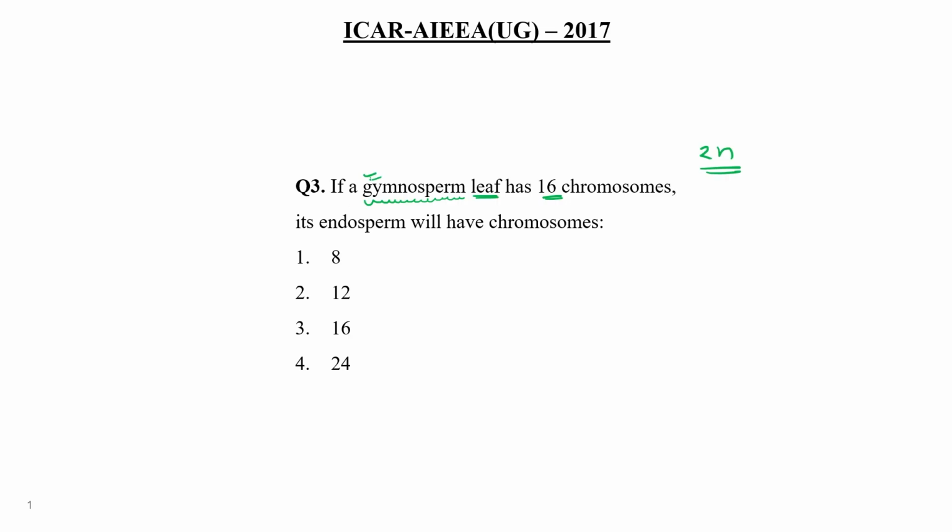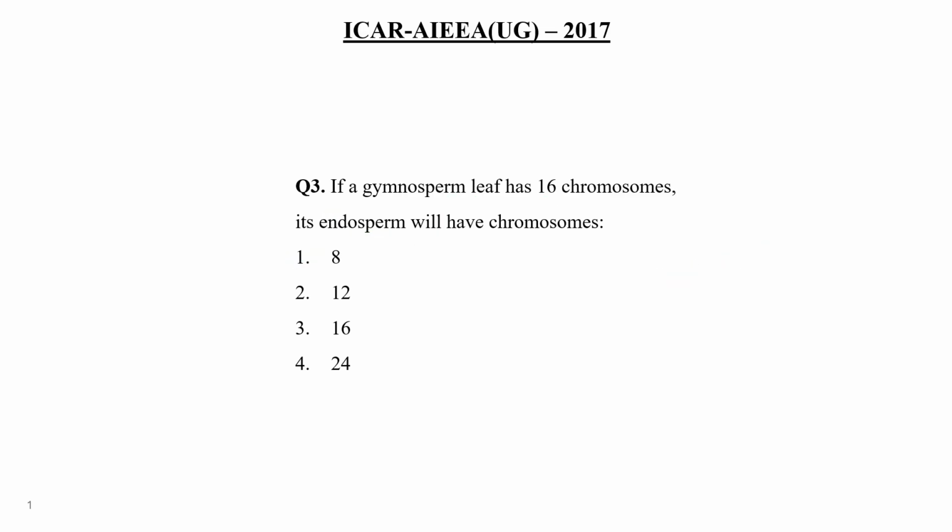But in gymnosperm, this endosperm is haploid in nature. So what is the number of chromosomes present in the endosperm of gymnosperm? It is 16 divided by 2, which means 8, because haploid number, only n, right? So choice number 1 would be the correct answer, because 8 is present in choice number 1. Here 12, 16 and 24. So for gymnosperm, choice number 1 would be the correct answer.